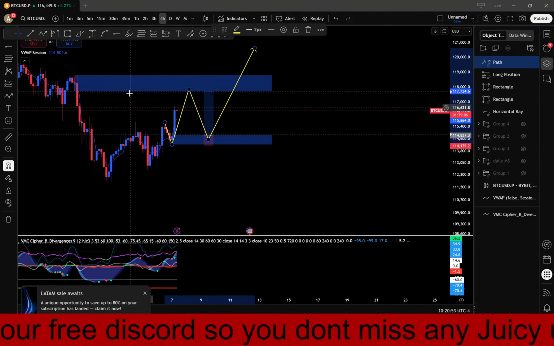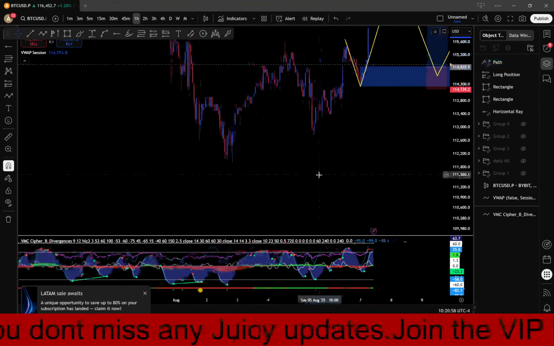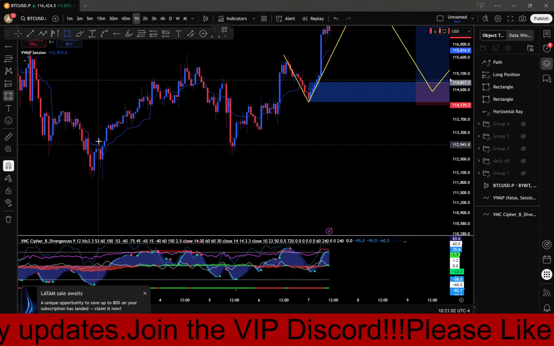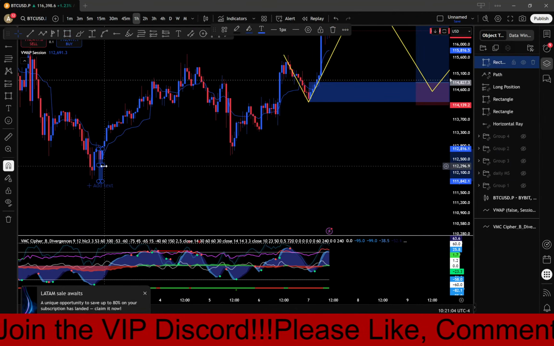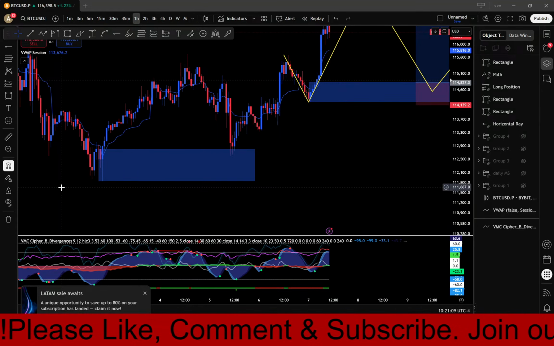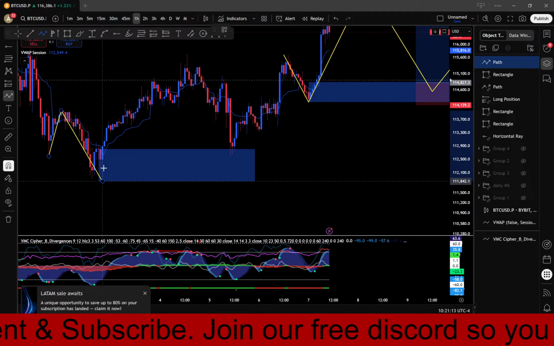So let's see what happened a few days ago at this level here. Basically, we had a demand zone here that we came back to, and what I saw was the change in structure.